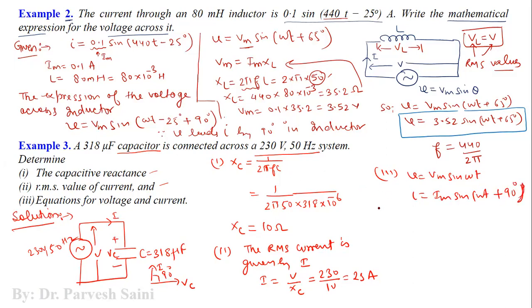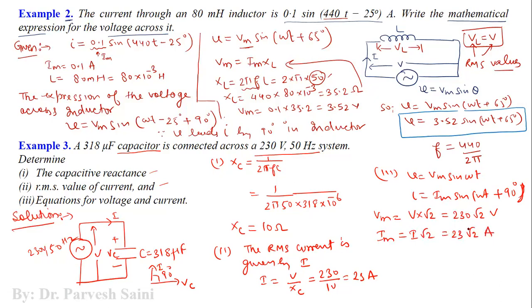Right? So we have to find out Vm. Vm can be obtained by using the equation V into under root 2. So V is 230 into root 2, right? Similarly, we have the current, for which we can use the peak value of current Im. Im can be I root 2, so it is 23 root 2 ampere, right?